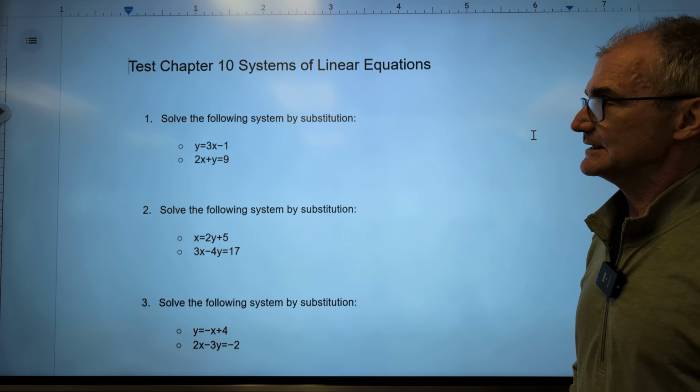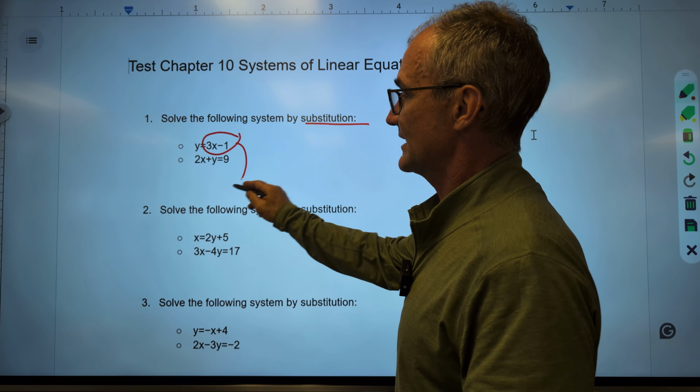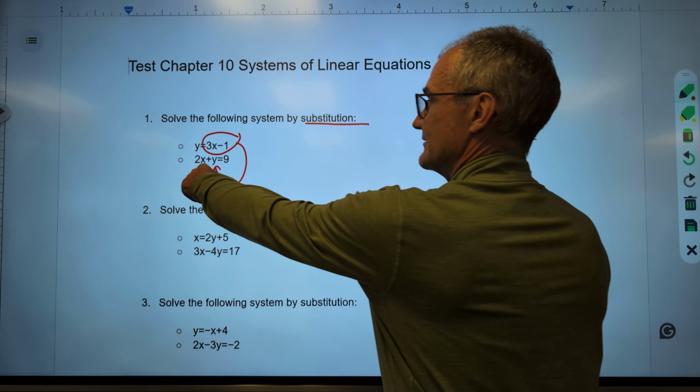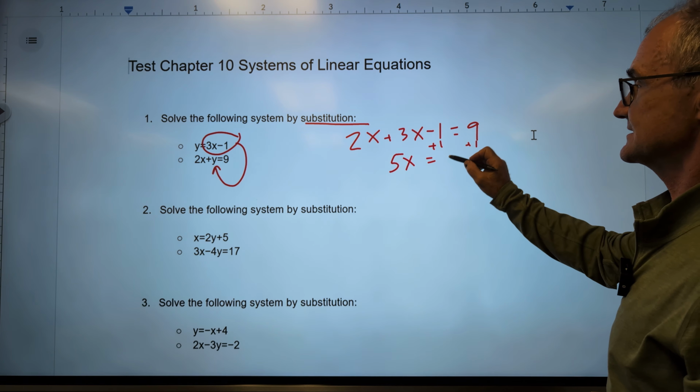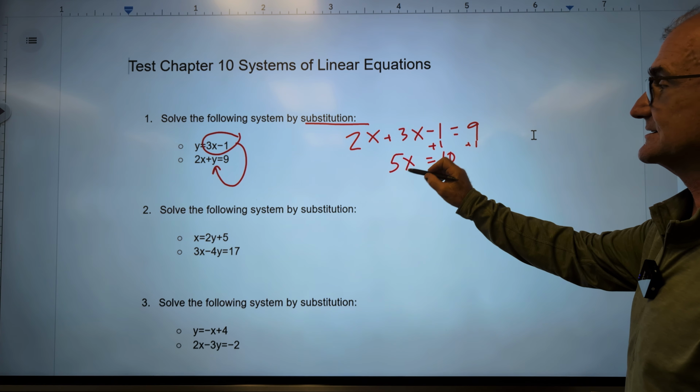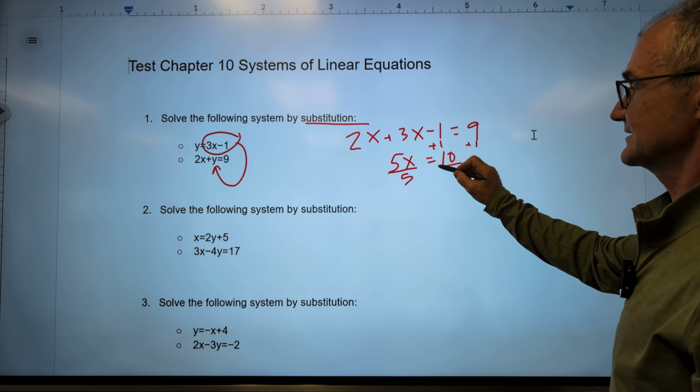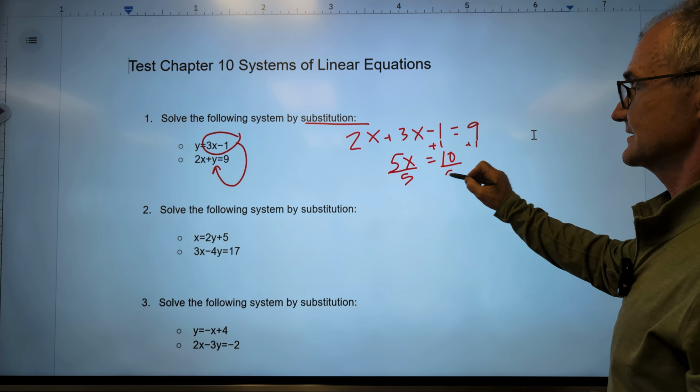So solve by substitution. Here's a value for y. I take that value for y and plug it right in there. So I have 2x plus y. Well, y is 3x minus 1, and that is equal to 9. Combine similar terms. 5x is 2x plus 3x. Add 1 to both sides. 5x is equal to 9 plus 1. Divide both sides by 5, and x is equal to 2.